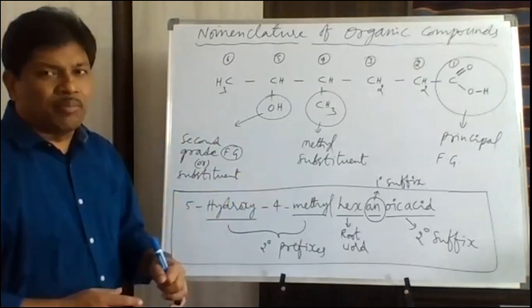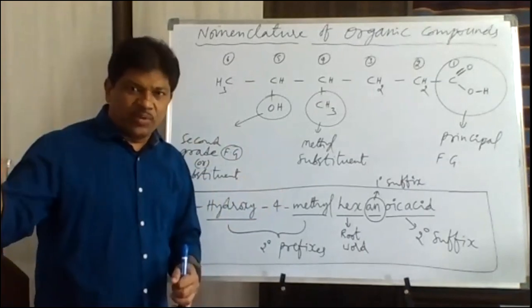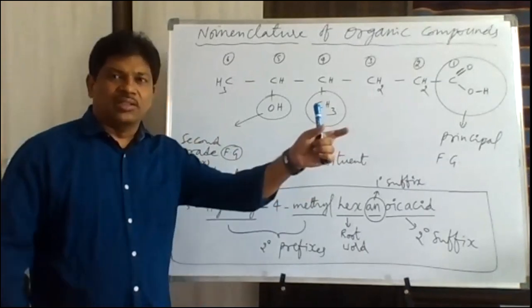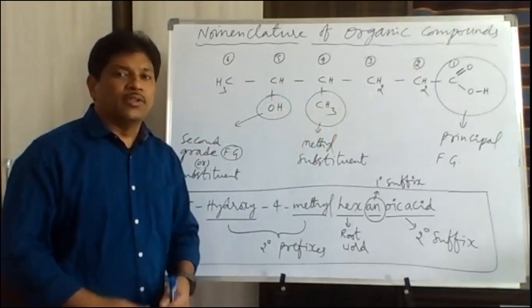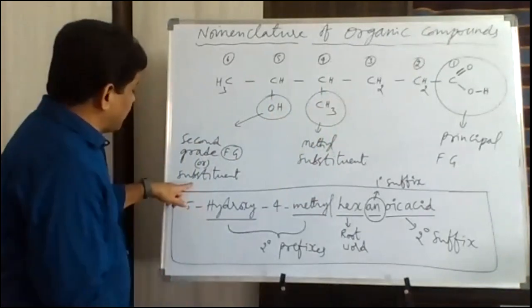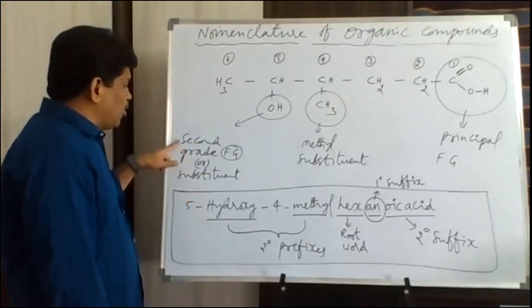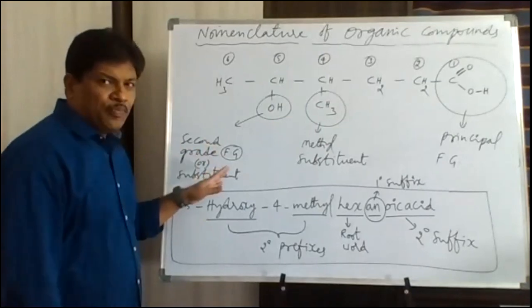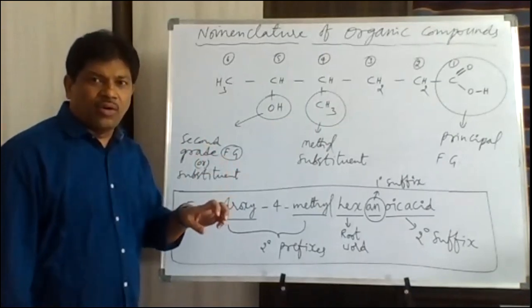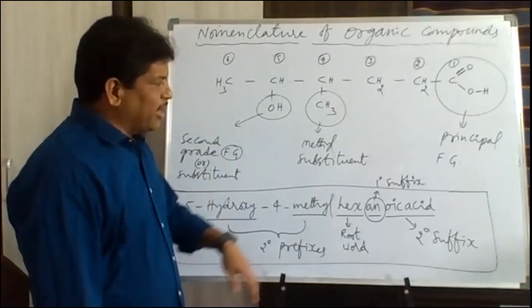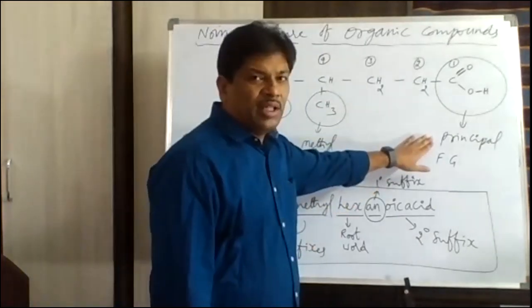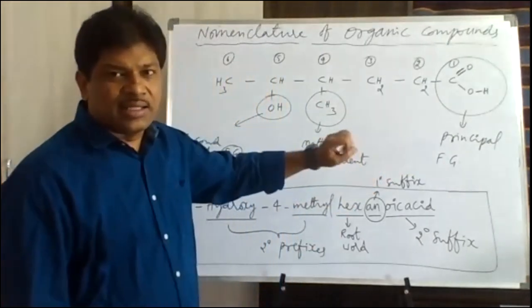So the IUPAC name will start from the secondary prefix and will end with the secondary suffix. What I am telling you is that the substituent name or second grade functional group name is given by the secondary prefix, and the principal functional group name is given by the secondary suffix.